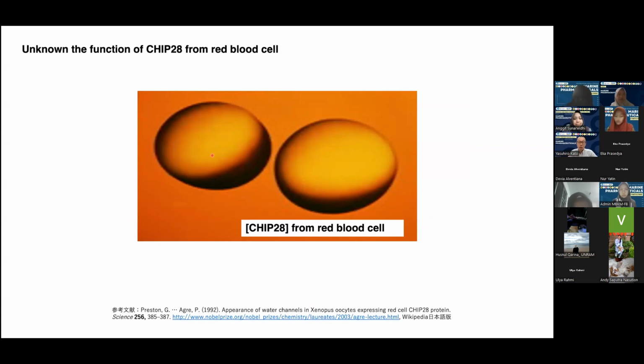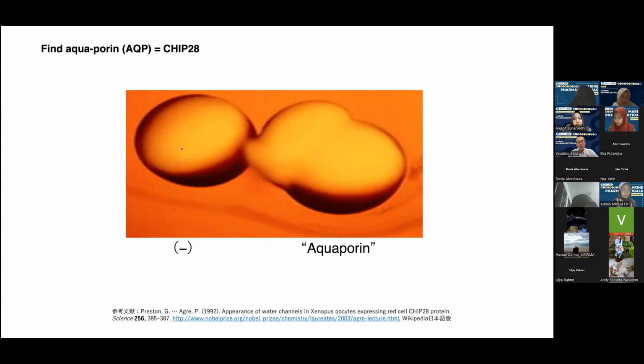Here is Professor Peter Agre. He originally wanted to isolate a disease-related blood cell protein. In 1988, he got one gene from the red cell, named CHIP28. He injected this gene into a Xenopus oocyte and then changed the solution from isotonic to hypotonic. The normal cell did not change its condition, but after expressing CHIP28, which was later named aquaporin, the cell changed.